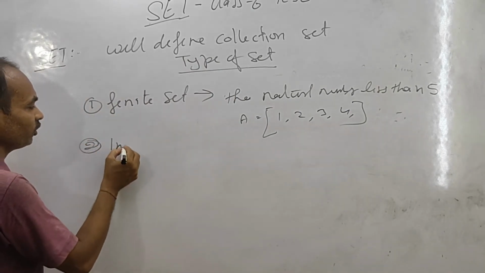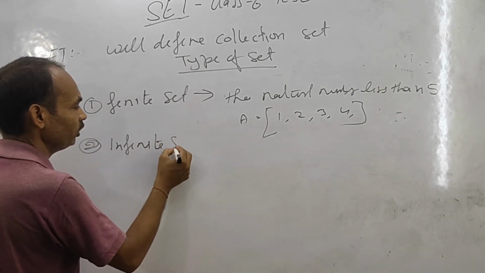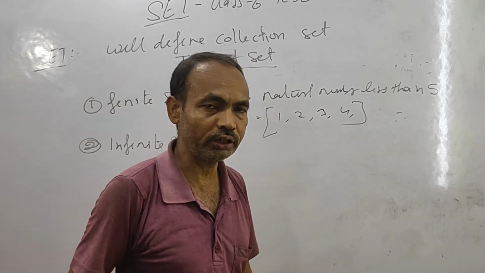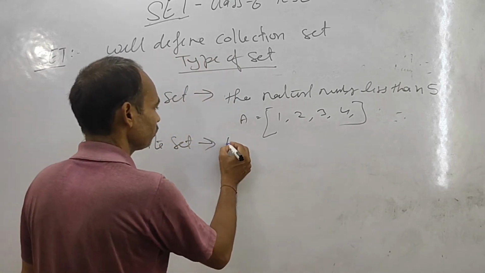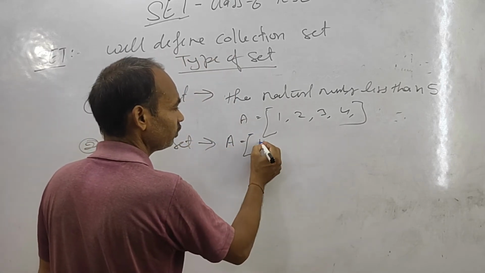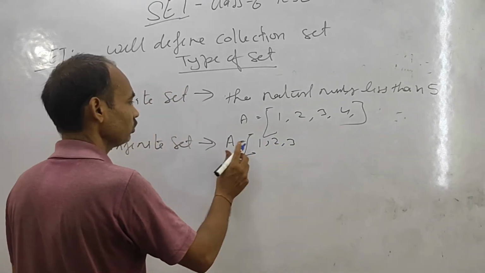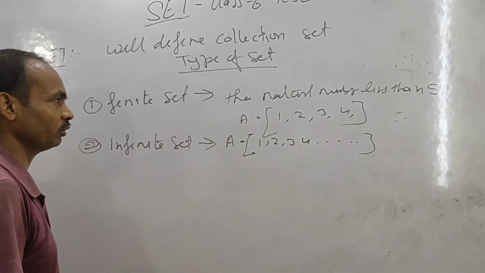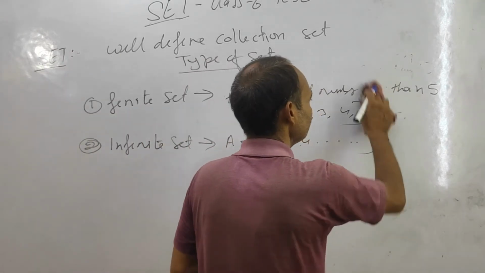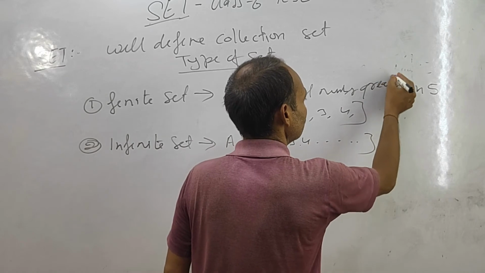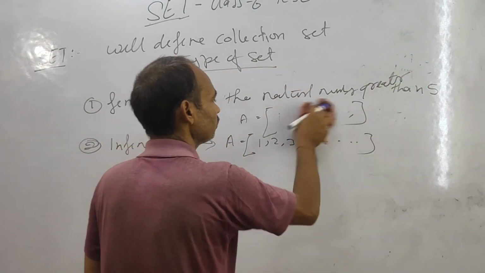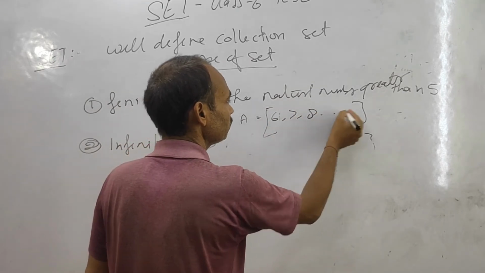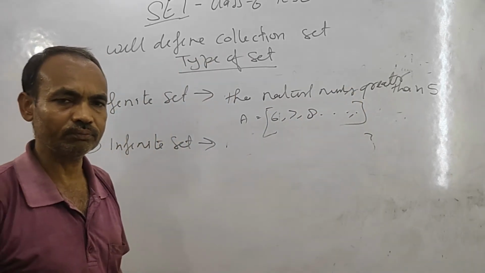Second is the infinite set. In an infinite set, there are infinite elements and you cannot write them all in A equal to 1, 2, 3, 4 and so on. This is an infinite set. If you write natural numbers greater than 5, then you can write it as 6, 7, 8 and so on.